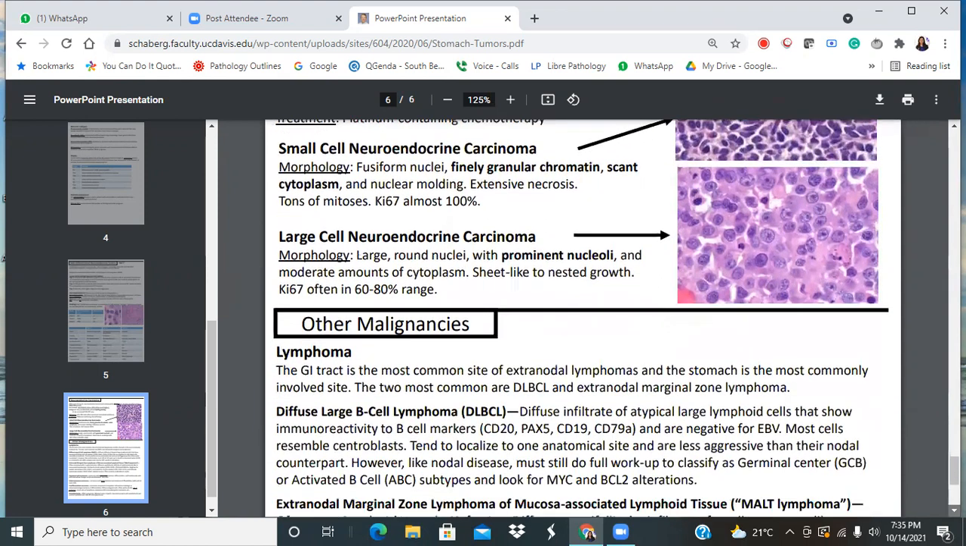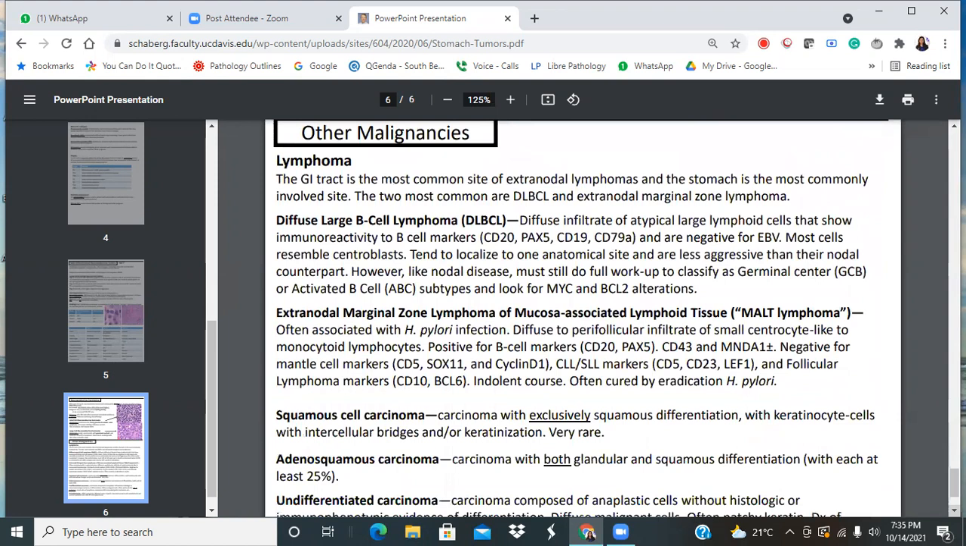Okay, then we can do other malignancies. Oh, this is our favorite part, heme. Lymphoma: the GIT is the most common site of extranodal lymphomas, and the stomach is the most commonly involved site. The two most common are DLBCL and extranodal marginal zone lymphoma. So DLBCL: diffuse infiltrate of atypical large lymphoid cells that show immunoreactivity to B cell markers CD20, PAX5, CD19, CD79A, and are negative for EBV. Most cells resemble centroblasts. They tend to localize to one anatomical site and are less aggressive than their nodal counterparts.